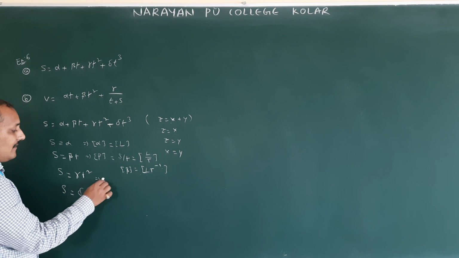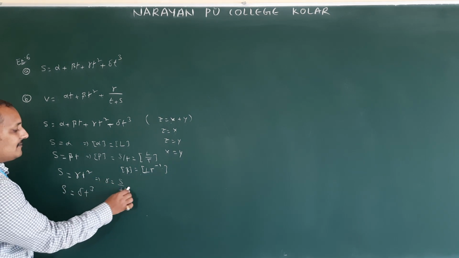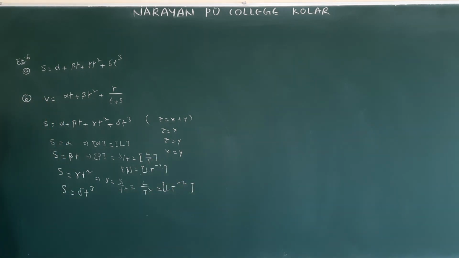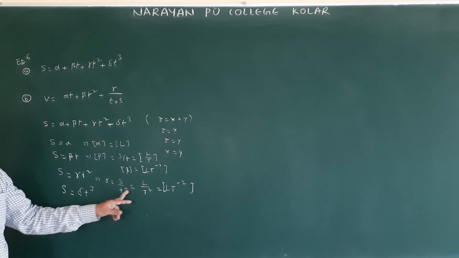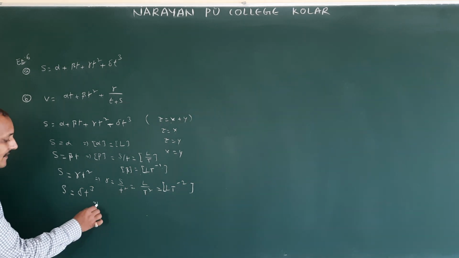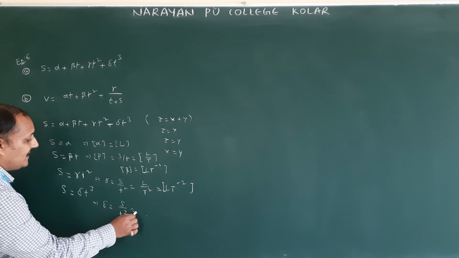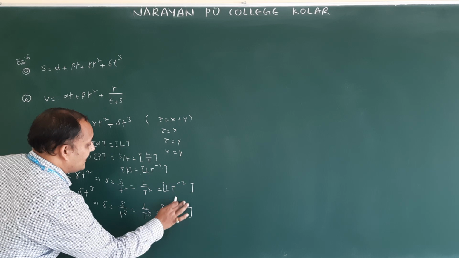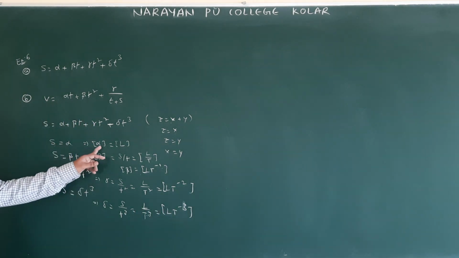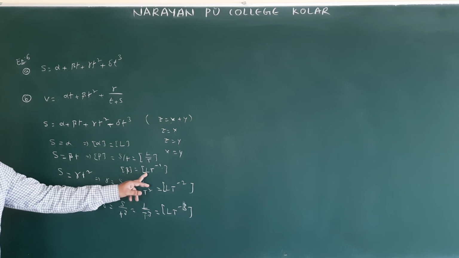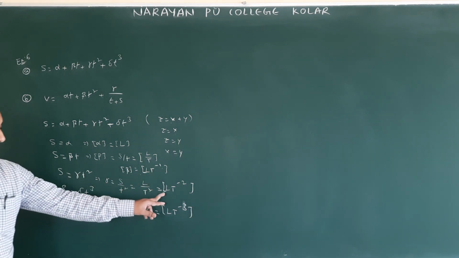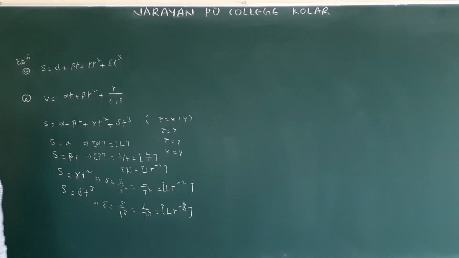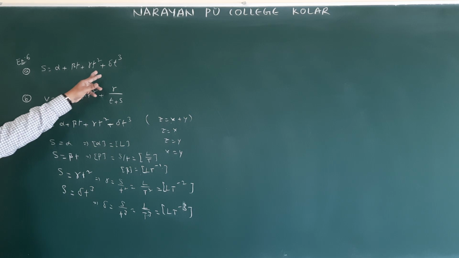Next gamma. Gamma is equal to S by T square, that is nothing but L by T square, so L T power minus 2. Next delta. Delta is equal to S by T cube, L by T cube, so L T power minus 3. So the alpha dimension formula is L, beta is L T power minus 1, gamma is L T power minus 2, delta is L T power minus 3. Now we got alpha, beta, gamma, delta in part A, over.